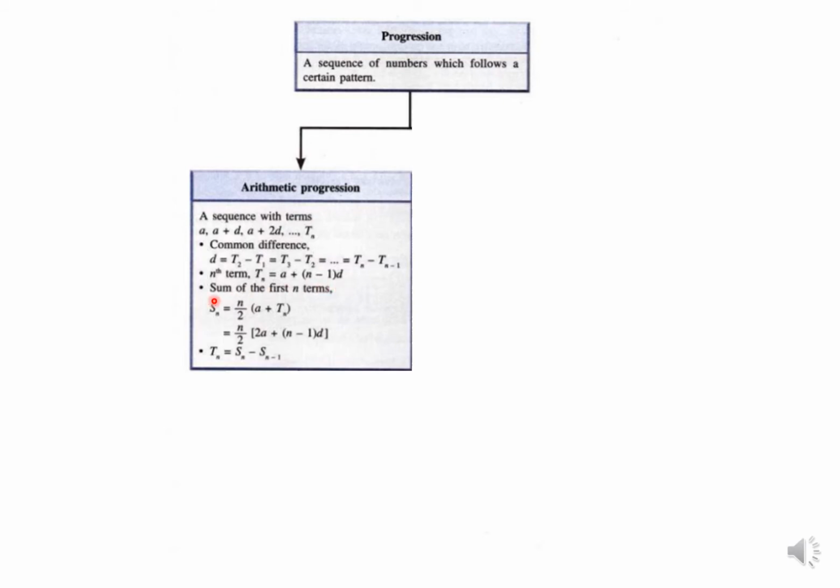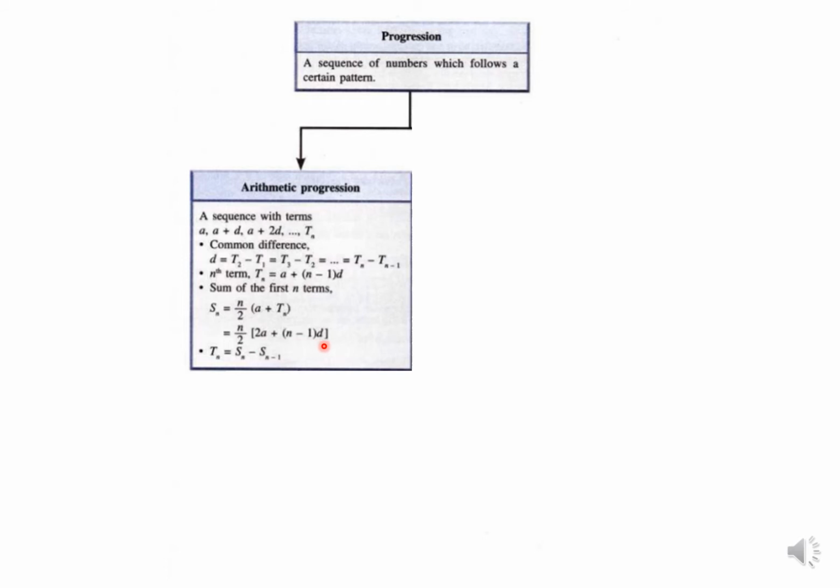For the sum of the first n terms, Sn, the formula is given as Sn equals n over 2 multiplying the first term, which is A, plus Tn, which is the last term. Or it can be written as n over 2 times 2A plus n minus 1 times D.